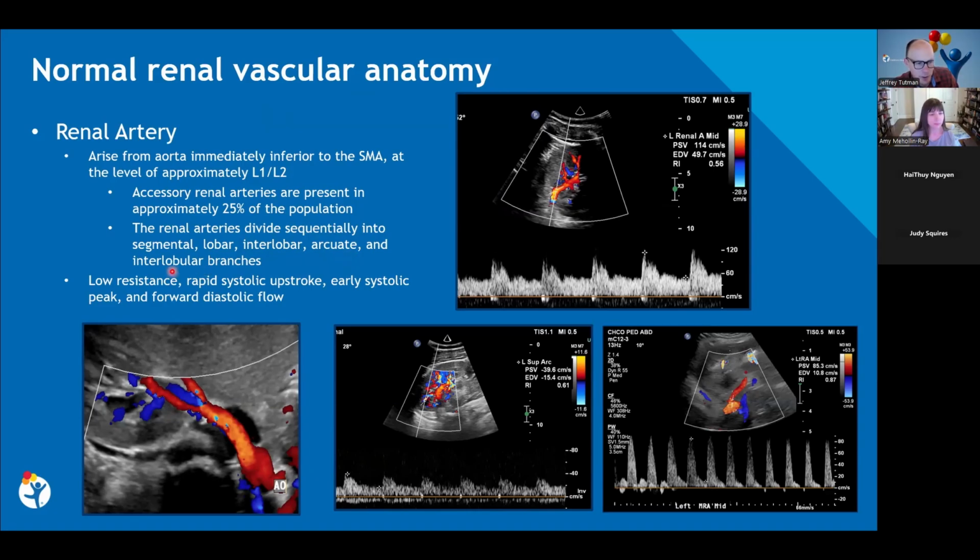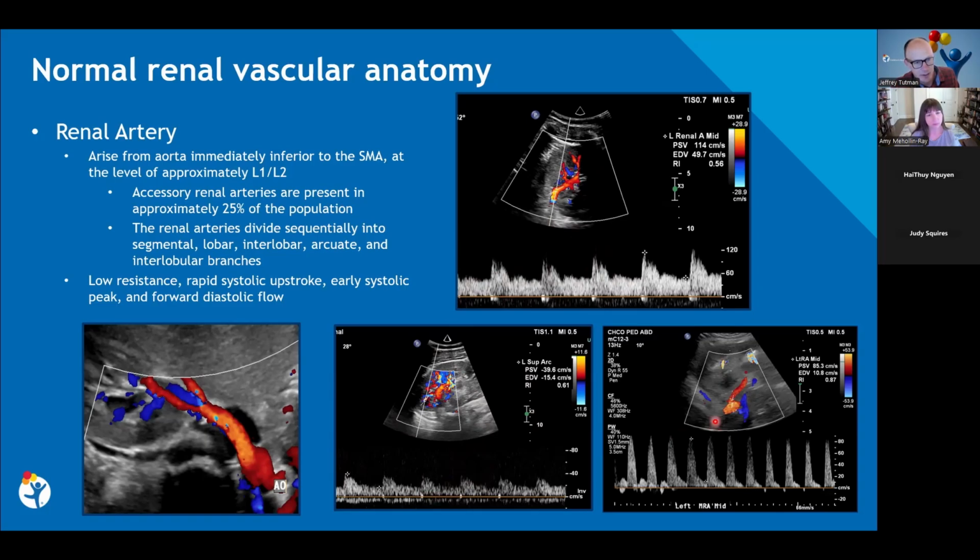Our typical renal artery waveforms are going to be low resistance. They're going to have a very rapid systolic upstroke. They have this early systolic peak, which is one of the unique features of the renal artery waveforms. Then typically there will be forward diastolic flow. The main renal arteries and the more distal arcuate vessels typically have a pretty similar waveform, just with a little bit lower velocities within the arcuate arteries.